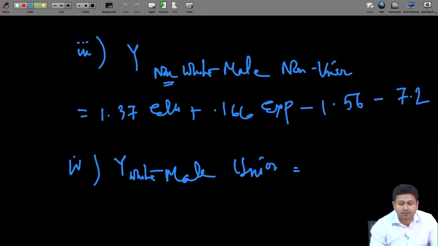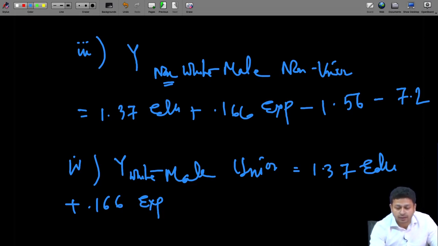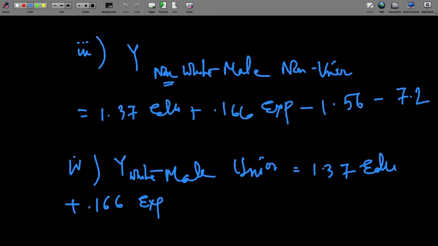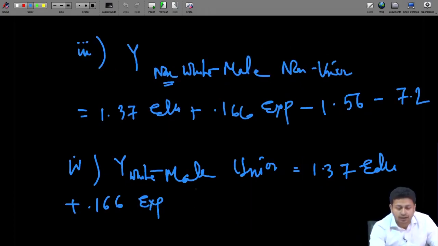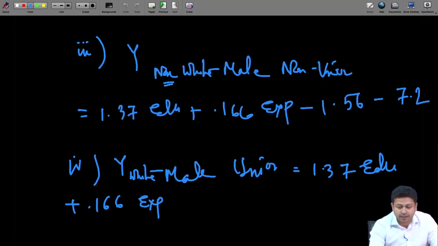So then what I will have is 1.37 edu plus 0.166 experience, and the only thing that will remain is the union, because we have included white male. So if it is white, non-white is going to be 0 and female is going to be 0, only the union term will be there, which is 1.09. So if I add, it is going to be 1.09 and the constant term is 7.2.